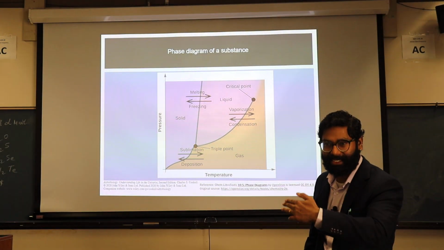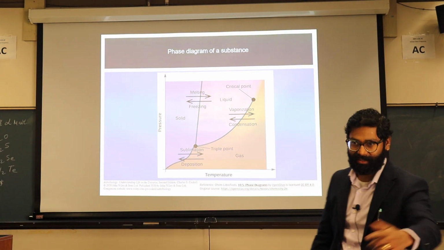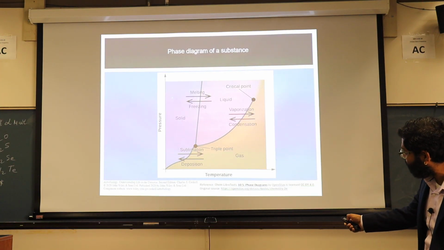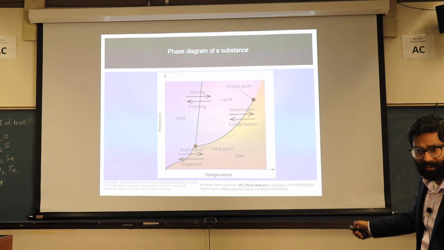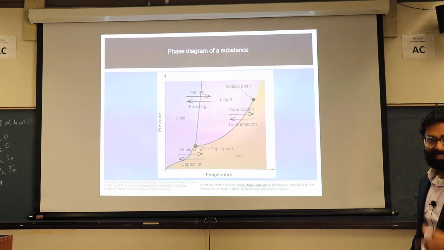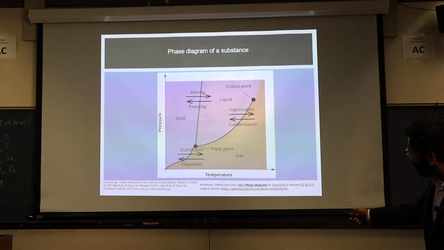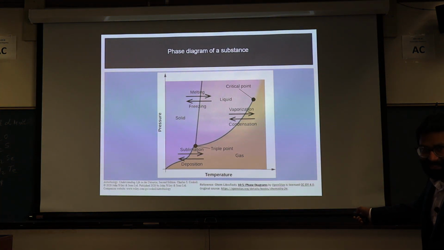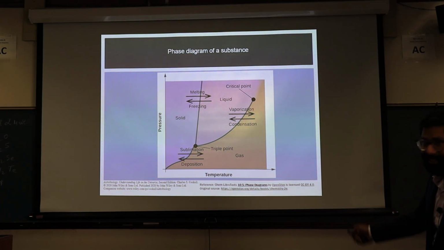What is a constant here? The pressure is constant, right? So at a constant pressure, what are you going to do? What are you increasing? The temperature. So when you're at a constant pressure where you're increasing the temperature and the phase goes from solid to liquid, we call that melting. The opposite is called freezing.